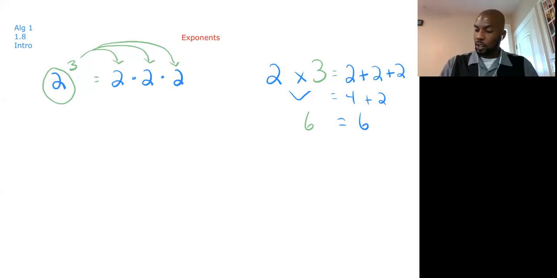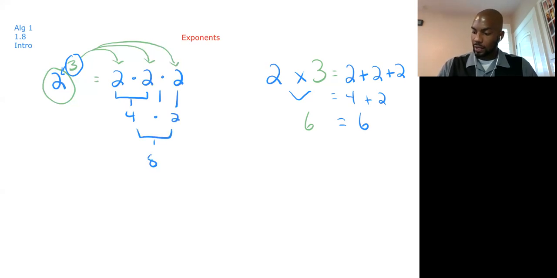So here you have 2 to the third power. That's how we say that, 2 to the third power, or 2 cubed. We'll go over the terminology later, but all you need to know right now is that the little number at the top, the exponent, tells you how many times to multiply the large number by itself. So 2 times 2 is 4. Drop the symbols. 4 times 2 is 8. 2 cubed, or 2 to the third power, is 8. Simple, right? Let's continue.